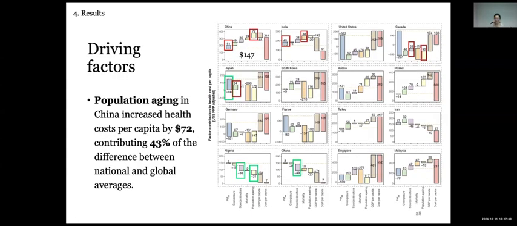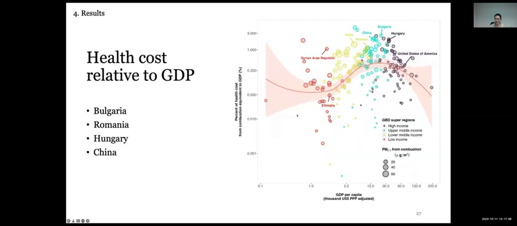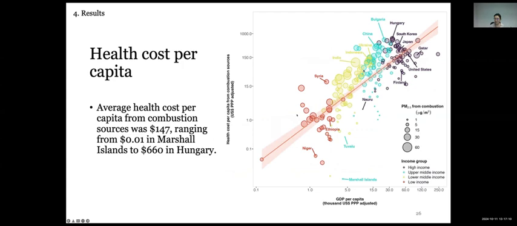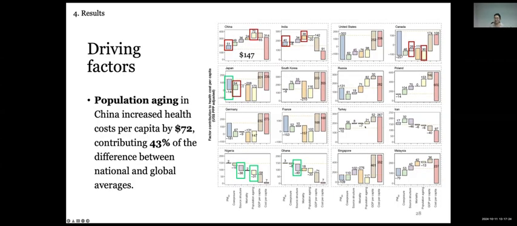And then I mentioned that from these two graphs, we see that even though we control the GDP per capita, there is still a lot of variation across countries' health cost per capita from combustion sources. It means that there are still a lot of factors we haven't captured to understand what actually drives the changes or variations in the health cost.